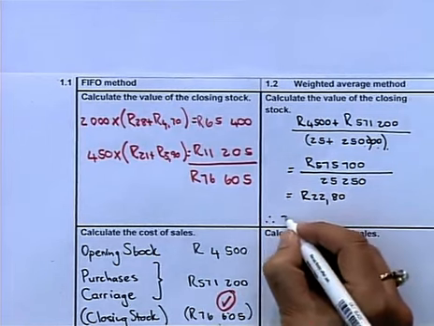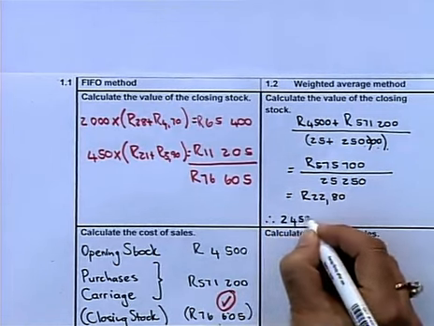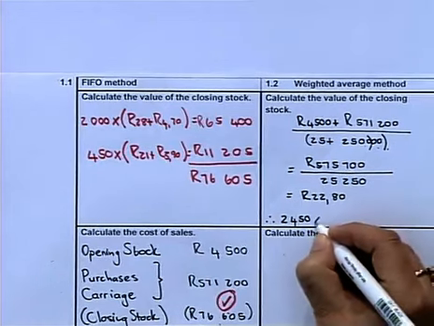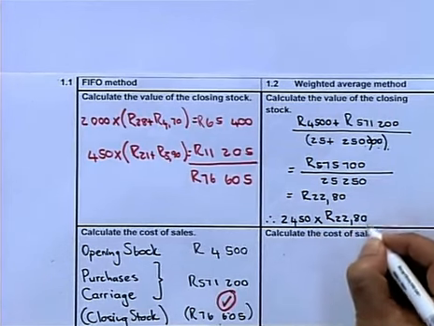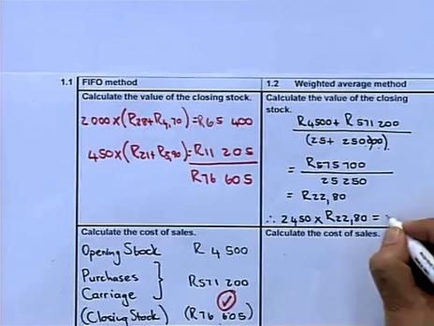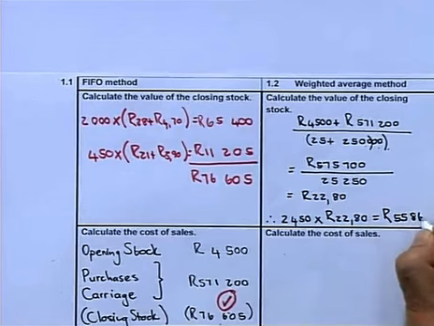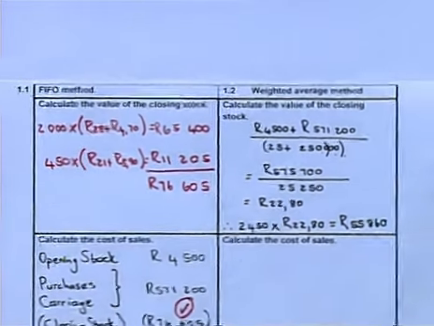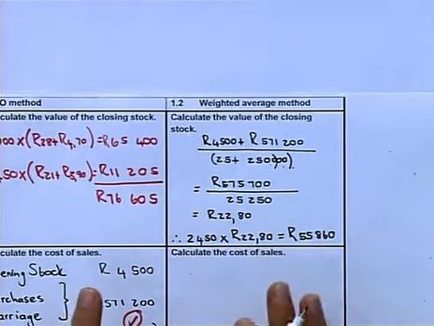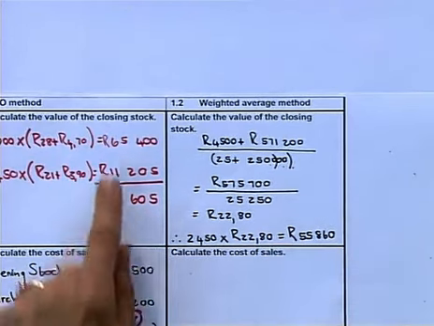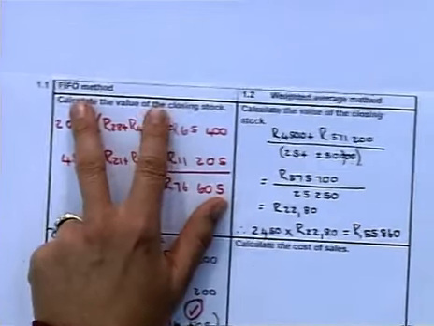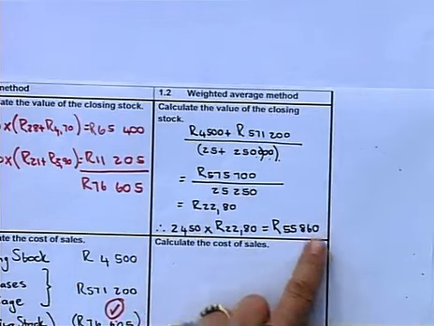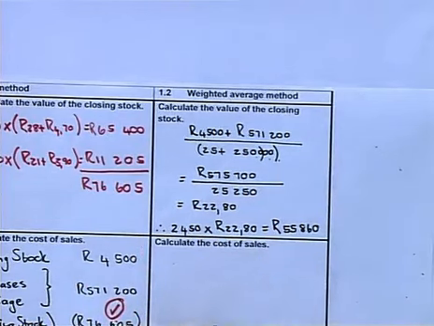Therefore, if I counted that I have 2,450 balls left, and I've given them a weighted average value of 22 Rand 80, my closing stock has a value of 55,860. Grade 12, using the same transactions and the same information, I get 76,605 using the first in, first out method, and 55,860 using the weighted average method.